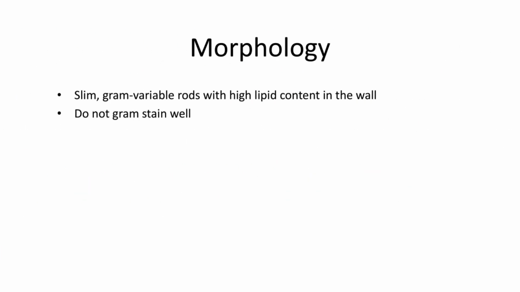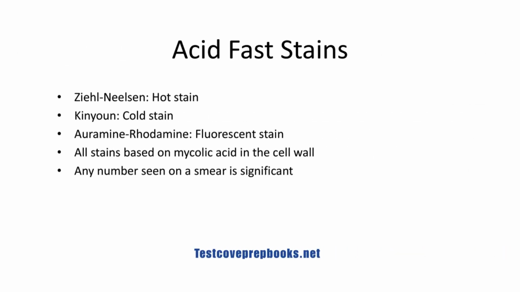Mycobacteria are slim, gram-variable rods that do not stain well with the gram method because of their high lipid content in the cell wall. Instead, we use acid-fast stains. The Ziehl-Neelsen stain is considered the hot method, while the Kinyoun stain is the cold method. Another option is the auramine-rhodamine fluorescent stain.